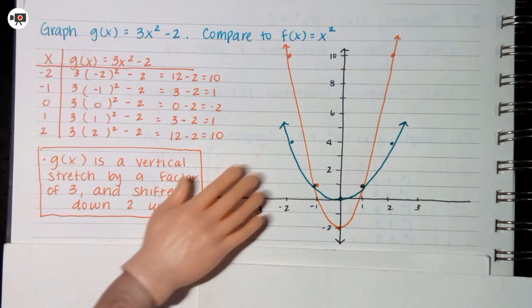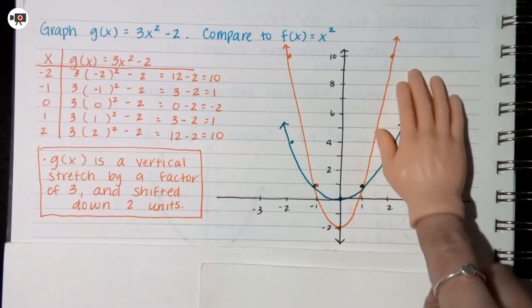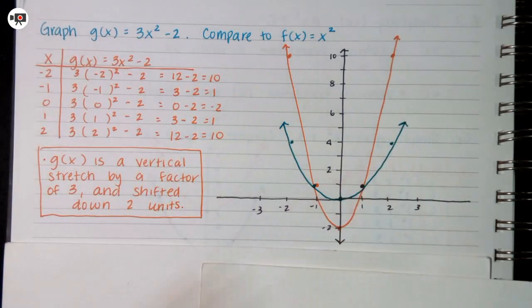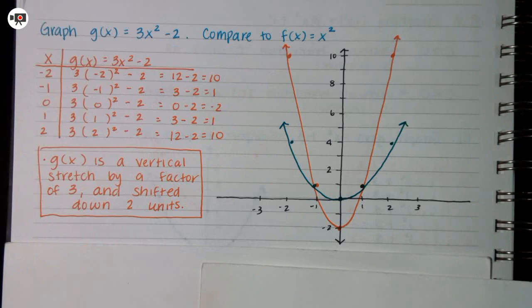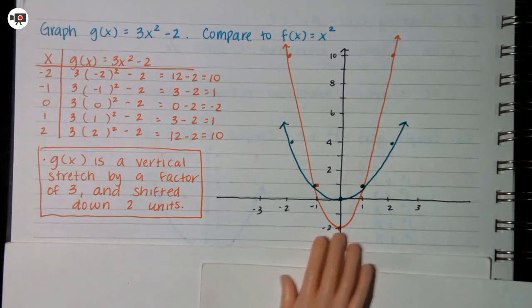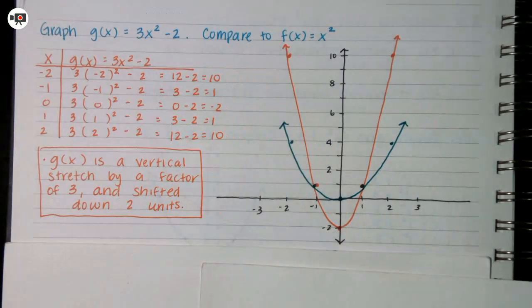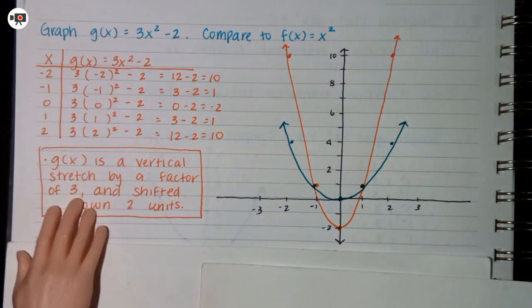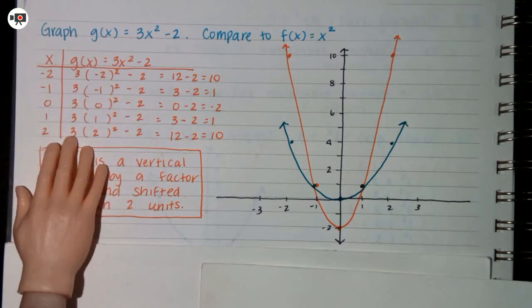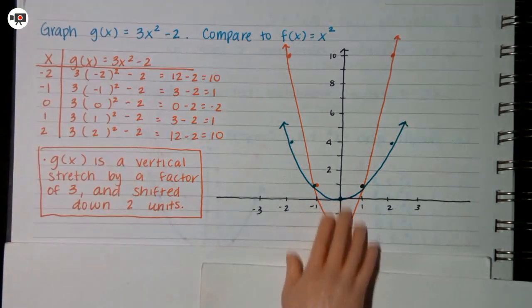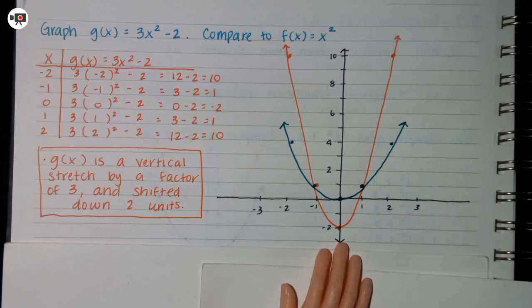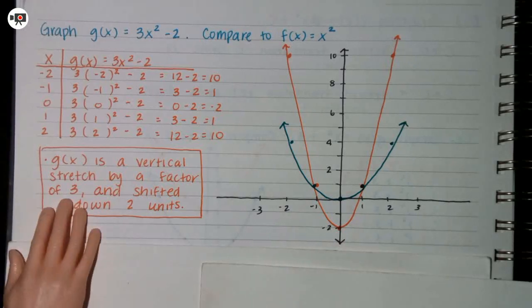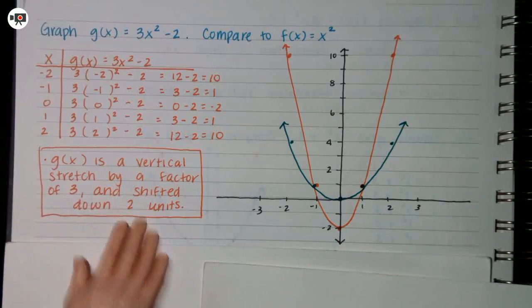And so this one, the orange one, is g of x, and the teal one is f of x. And I can see that this orange graph is skinnier. It's more narrow than f of x. And so it is a vertical stretch by a factor of 3, because we multiplied by 3, and the vertex got shifted down 2 units. So vertical stretch of 3 and shifted down 2 units.